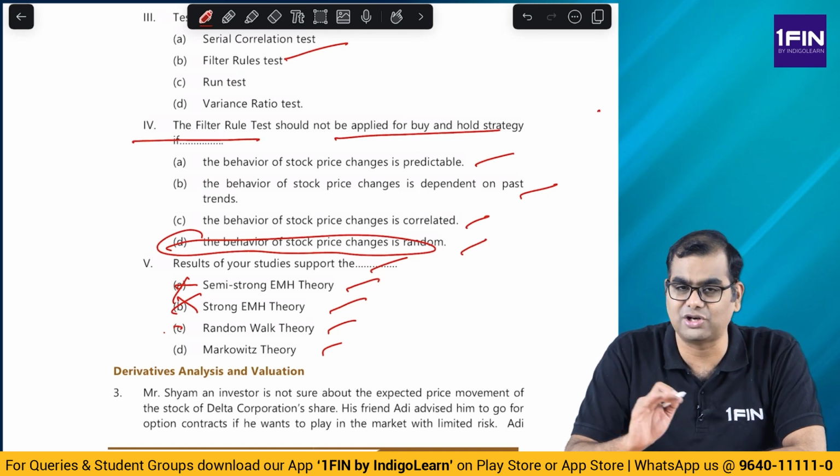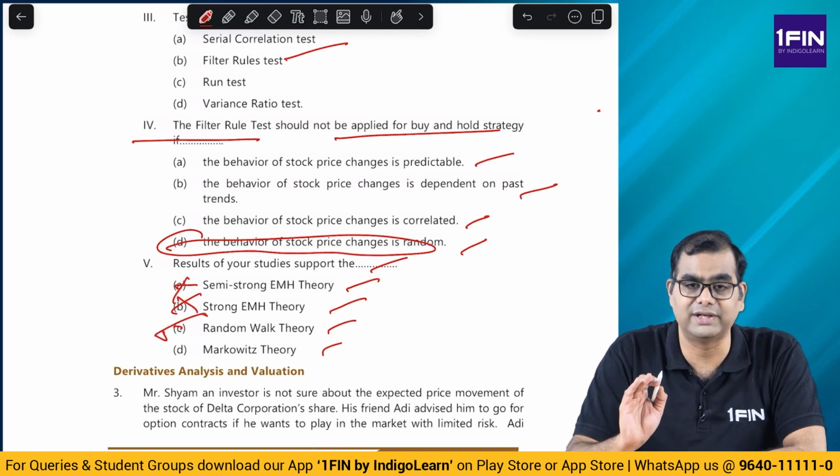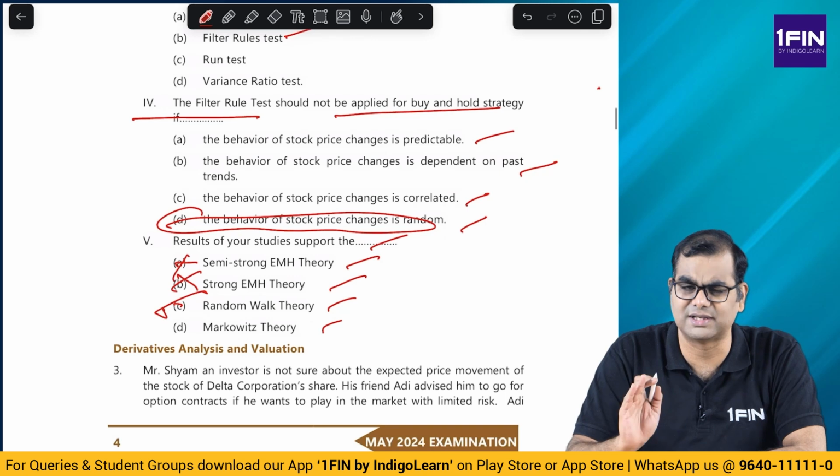So, Markowitz theory is not related to this, that is more related to portfolio management. So, the correct answer is random walk theory, which is choice number 3.